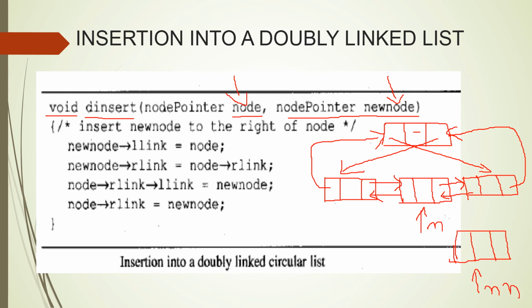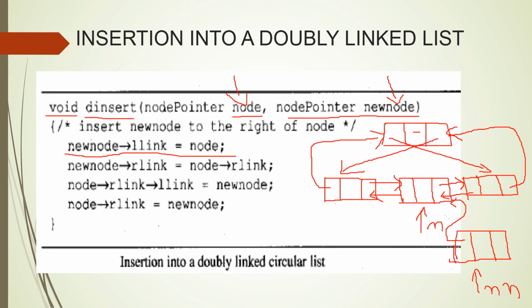Okay, so new node of L-link. Here this is the left link field of this new node, and this is the right link field of the new node. You want to store the address of this node in the left link field. The address of this node is available in the variable node, and the address of this node should be in the right link field of this node. So new node of L-link is equal to node. New node of L-link is equal to node means the address of this node is stored here. So this link is now in place.